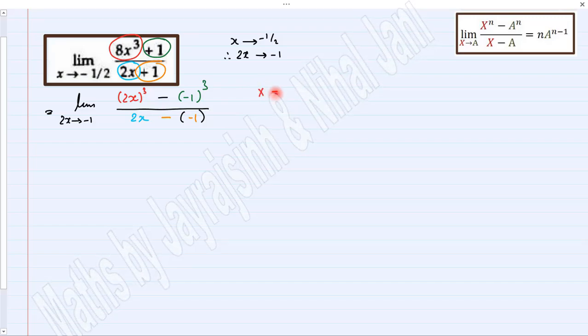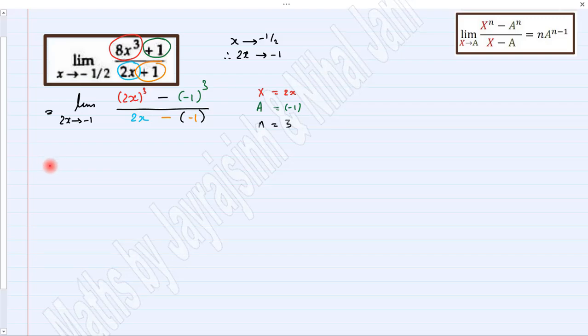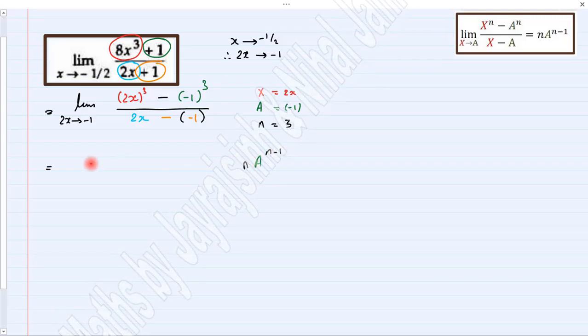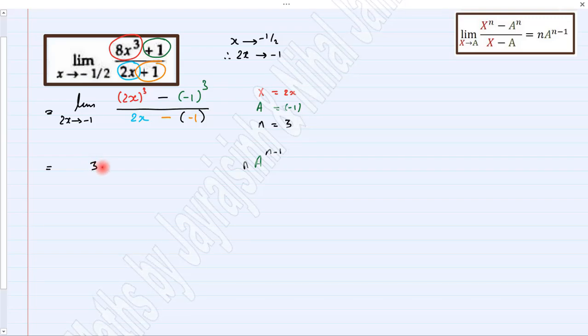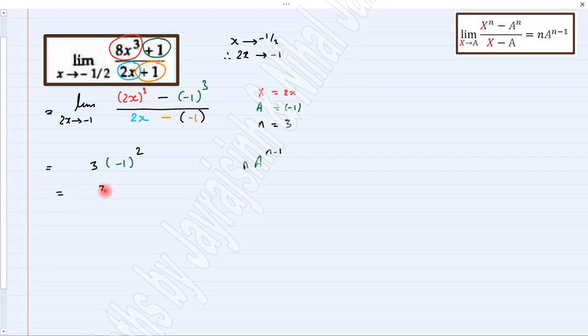We get our x as 2 small x, your capital A as minus 1, and your n as 3. So by applying the formula, your answer can be obtained by n into a raised to n minus 1, or we can say 3 into minus 1 raised to 3 minus 1, which is 2. So your final answer is 3.